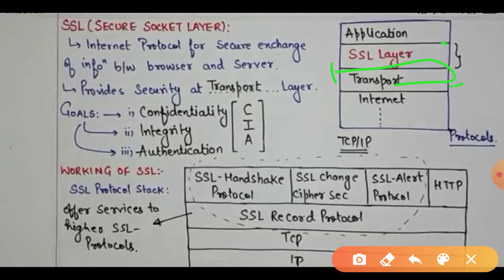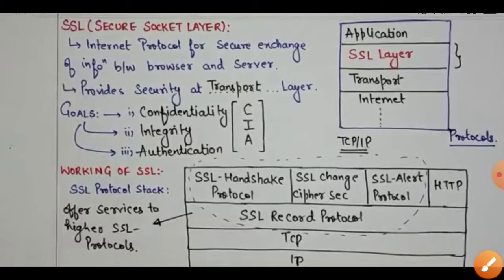So what is SSL? SSL is the internet protocol for securely exchanging information between the browser and server. It provides security for exchanging data between the server and browser. It provides the security at the transport layer. The goals it provides are data confidentiality, data integrity, and authentication. Now we'll see the architecture of the SSL protocol.